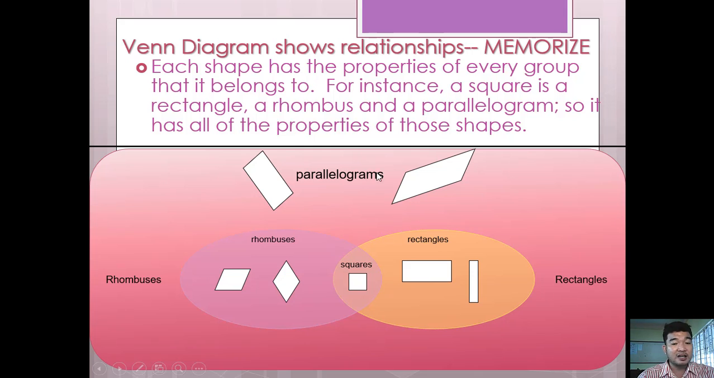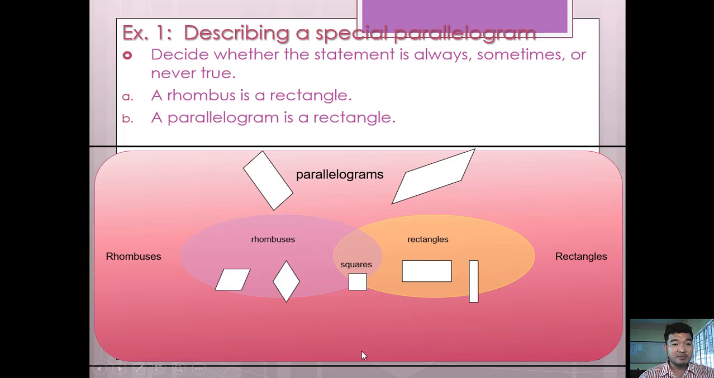Kaya nasa loob sila ng parallelograms. Si rhombus, si rectangle, si square, and parallelograms. Nasa malaki silang shape na to. And then, inside these shapes are other shapes. As you can see, we have here an oval for rhombuses. So these are the different types of rhombuses, and another oval for rectangles. And these 2 ovals ay mayroon silang intersection. And in this intersection, makikita natin ang mga squares. Okay, so this is the Venn diagram for special parallelograms.